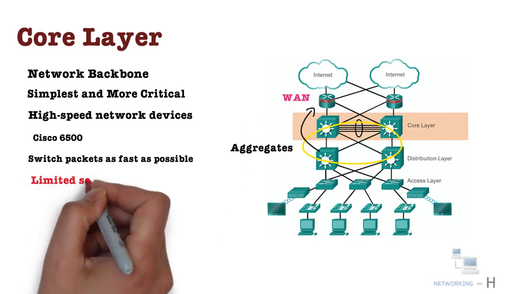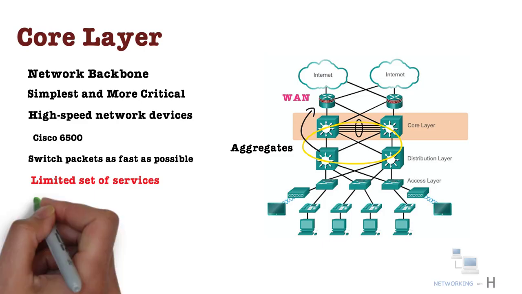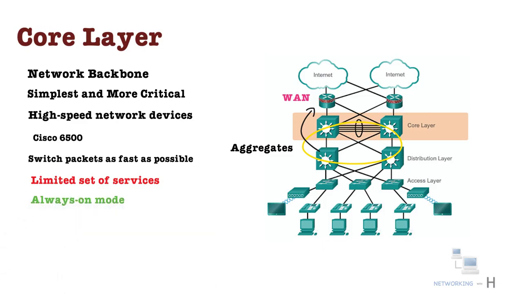It provides a very limited set of services and is designed to be highly available and operate in an always-on mode. In the modern business world, the core of the network must operate non-stop, 24/7, 365 days a year. The key design objectives for the campus core are based on providing the appropriate level of redundancy to allow for near immediate data flow recovery in the event of any component failure.